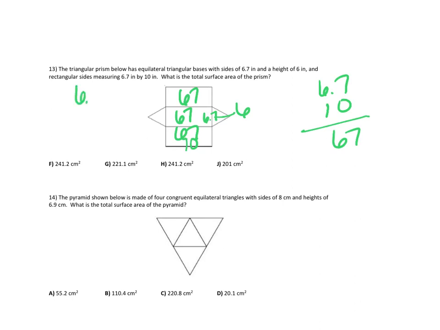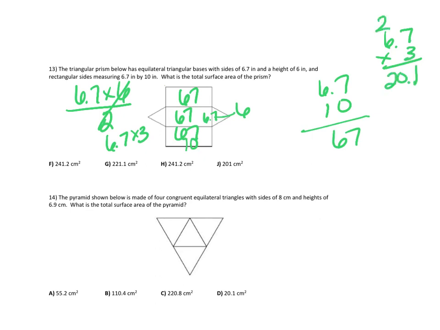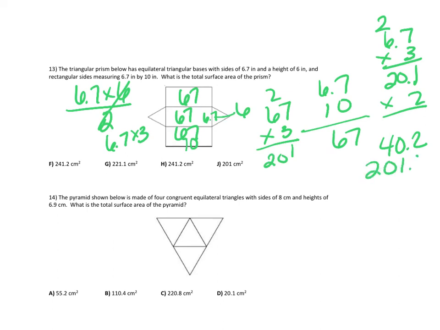So they're doing 6.7 times 6 divided by 2. Okay, so I'm going to do 6.7 times 3, and I'm going to get 20.1. How many of those triangles do we have? 2. So times 2, which is 40.2. And then we have the 67 times 3, which is 201. So 201 and then 40.2.